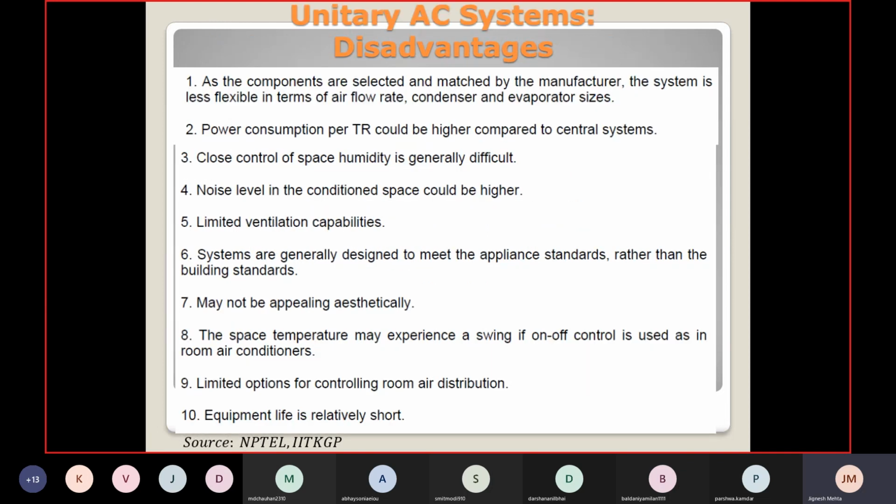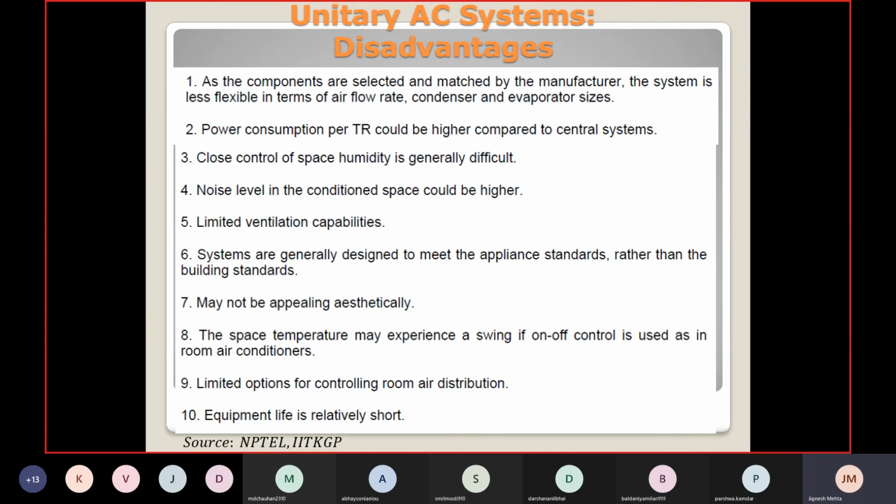And then unitary AC system disadvantages: as the components are selected and matched by the manufacturer, the system is less flexible. Power consumption per ton of refrigeration can be higher. Close control of space humidity is difficult. Noise level in the conditioned space could be higher. Limited ventilation capabilities. Systems are generally designed to meet appliance standards rather than building standards. May not be appealing aesthetically.